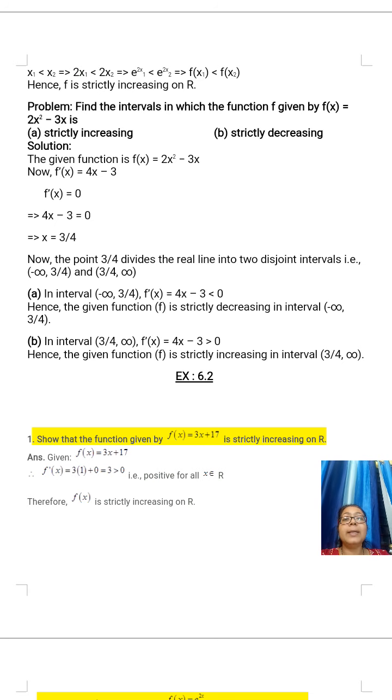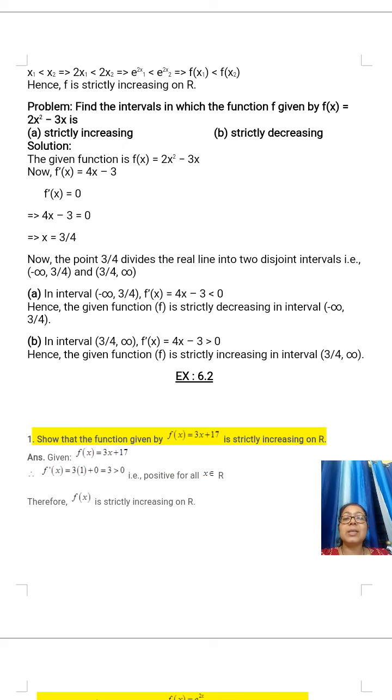Second example: find the intervals in which the function f given by f(x) equal to 2x square minus 3x is increasing or decreasing. The first procedure is we have to find f'(x). So f'(x) is equal to 4x minus 3. If f'(x) is 0, then x equals 3 by 4. Now the point 3/4 divides the real line into two disjoint intervals. One is minus infinity to 3/4, another one is open interval 3/4 to infinity, both open intervals.